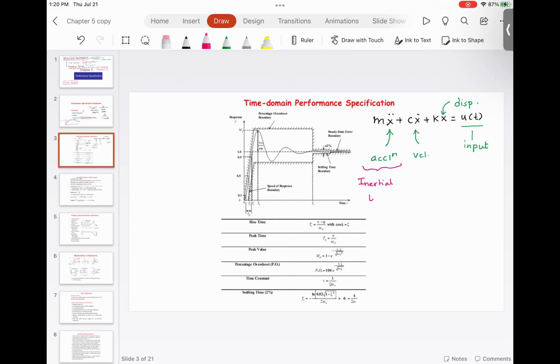Inertial effects. The velocity term gives the first order damping effects. Then the spring, which is the 0th order forcing effects. And finally, you have an external input. So this is external.